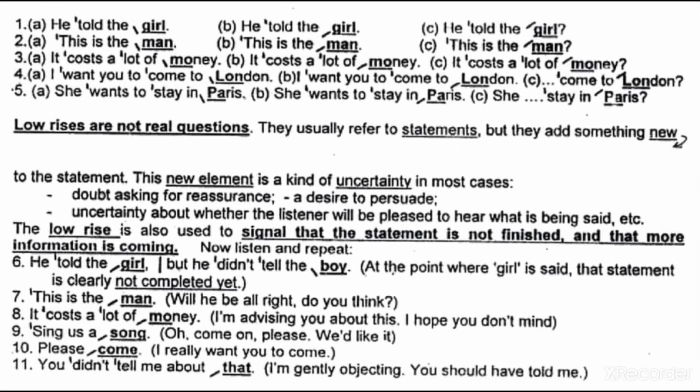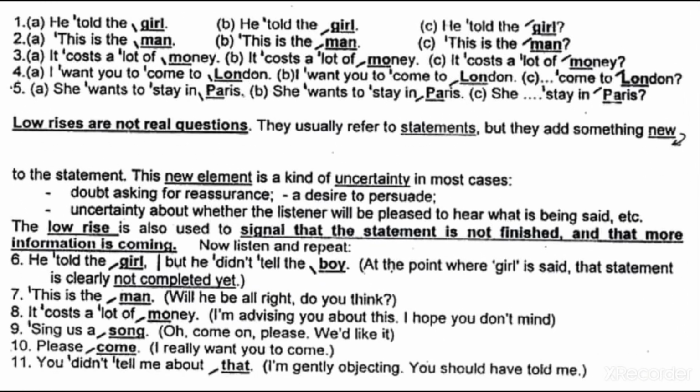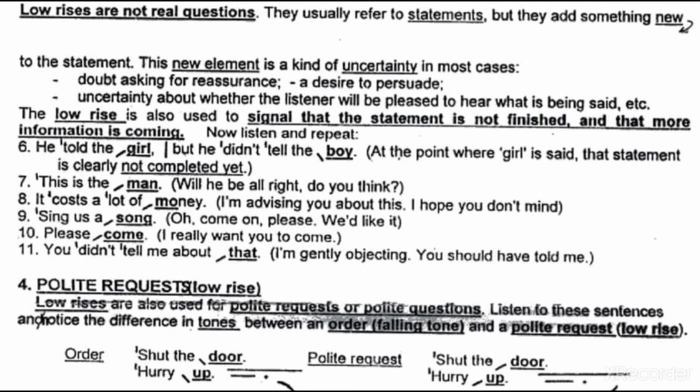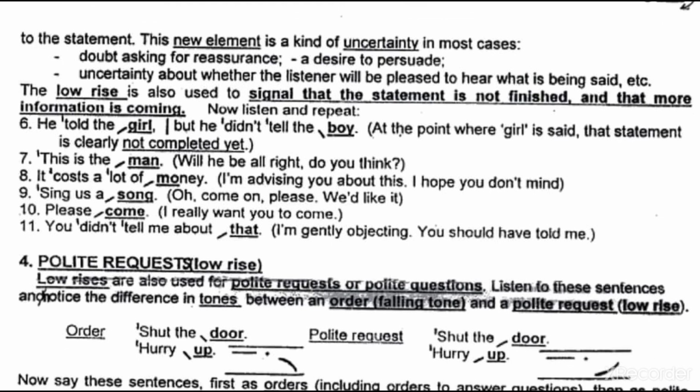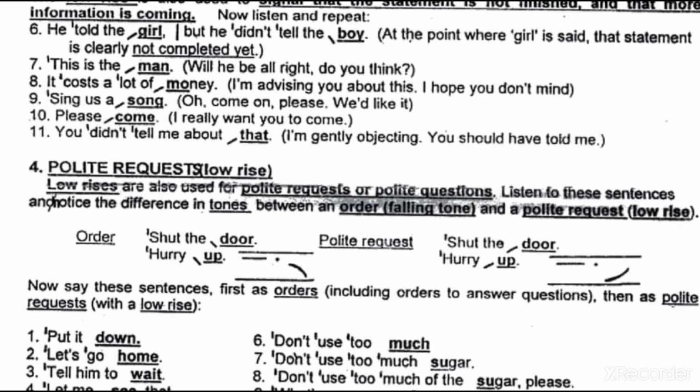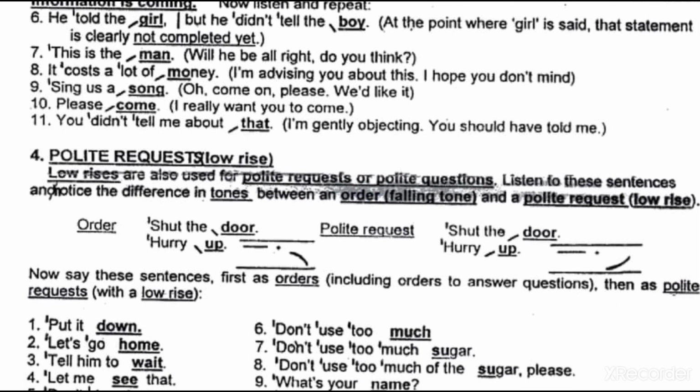We move on in the lesson. So here I'm going to practice the low rise alone. So number 6. He told the girl. So here it's a low rise, but he didn't tell the boy. In girl, we use the low rise because the sentence is not complete. He told the girl, but he didn't tell the boy. At the end, because it's a normal statement, we use the low fall.